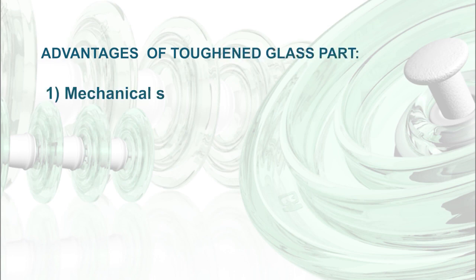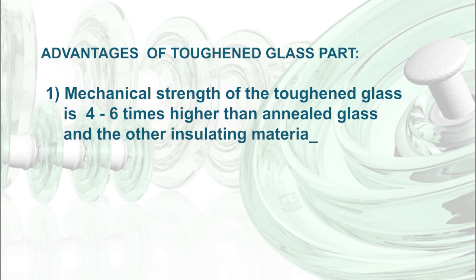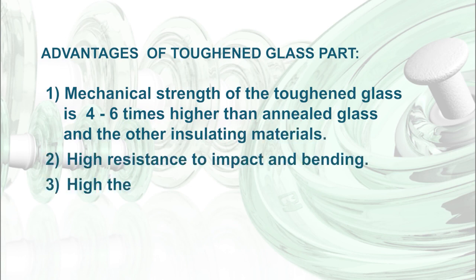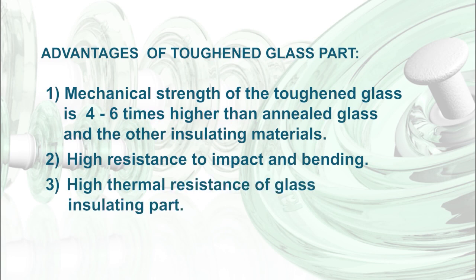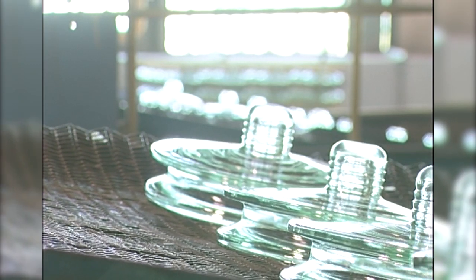Mechanical strength of glass part is increased, therefore mechanical strength of toughened glass is 4 to 6 times higher than annealed glass and the other insulating materials. 2. High resistance to impact and bending is provided. 3. Increased thermal resistance. Glass insulators have the higher thermal stability with a 70 degrees centigrade temperature difference, unlike the other insulating materials. Toughening is a final stage of technological process.